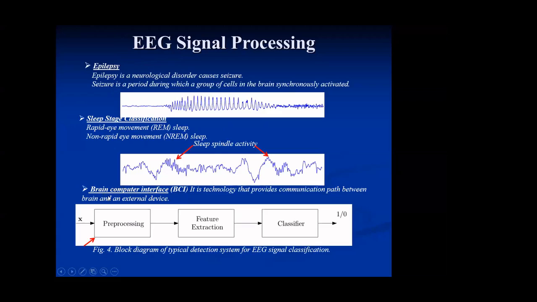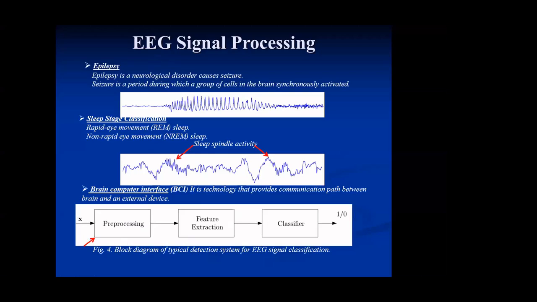So using this brain activities, by thinking and all, we can activate some operations. This is brain computer interface, BCI, one of the very recent areas. In this, basically we will take EEG signal, which is corrupted by noise. We will do some pre-processing, then feature extraction, classification.